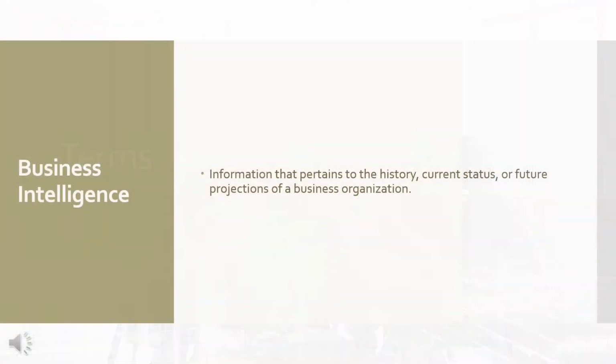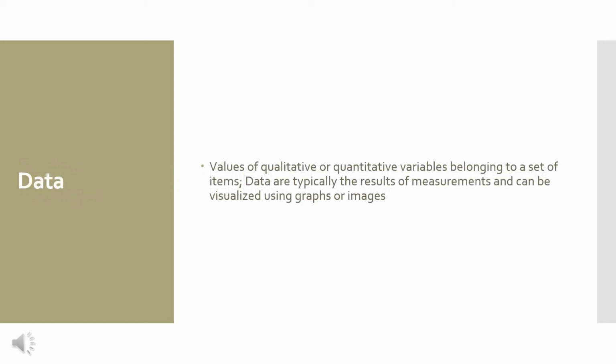Terms. Business intelligence. Information that pertains to the history, current status, or future projections of a business organization. Data. Values of qualitative or quantitative variables belonging to a set of items. Data are typically the results of measurements and can be visualized using graphs or images.